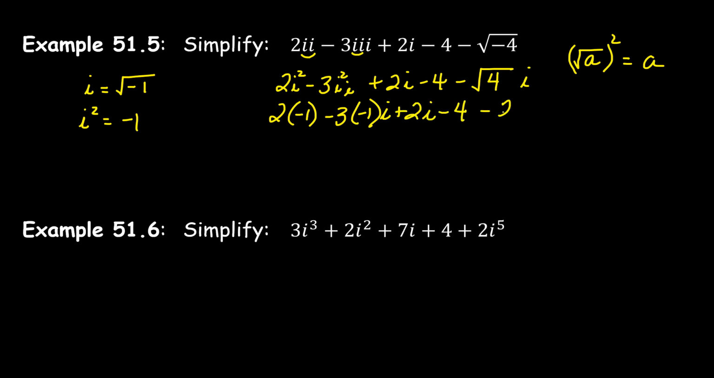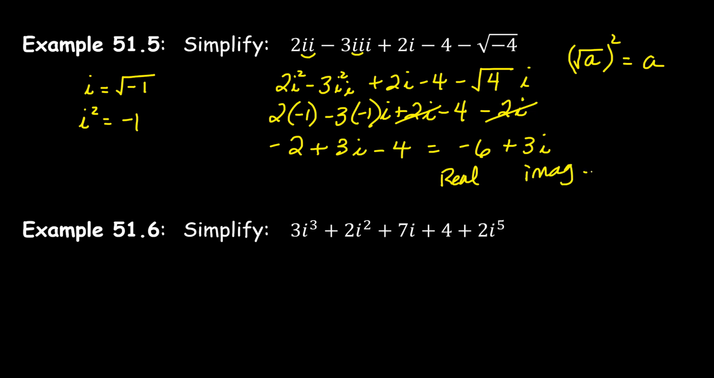Square root of 4 is 2, so 2i. So I have a positive 2i and a negative 2i. I can cancel those out. I have -2 plus 3i and then minus 4. So -2 minus 4 is -6 and then plus 3i. And you can see that I put the real number first and the imaginary number second.